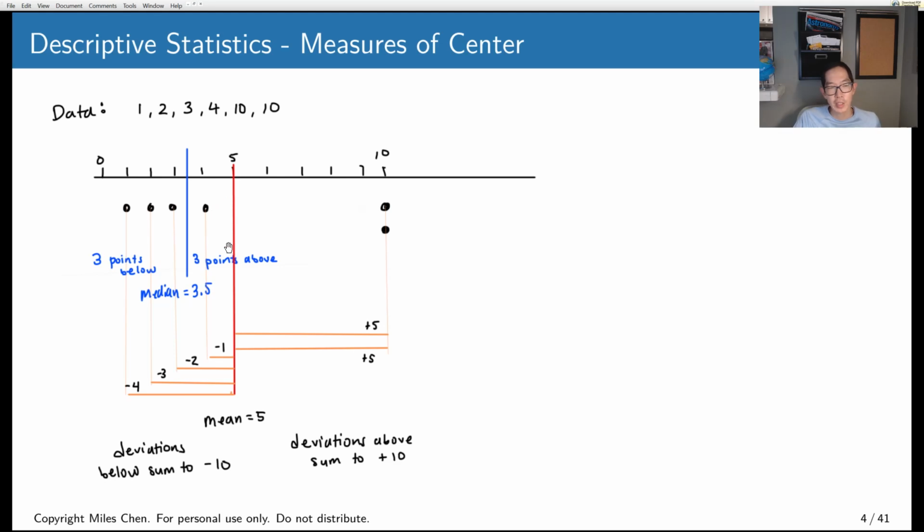Because at 5, here I've plotted out the points 1, 2, 3, 4, and 10, and we're measuring the deviations from the mean. So 10 is 5 above the mean, and this other 10 is 5 above the mean, okay? Whereas 4 is 1 below the mean, 3 is 2 below the mean, 2 is 3 below the mean, and 1 is 4 below the mean. The deviations below the mean add up to negative 10. The deviations above the mean add up to positive 10. They balance each other out. But you can see how having these two values that are much higher than everyone else pulls the mean in the direction of the skew.